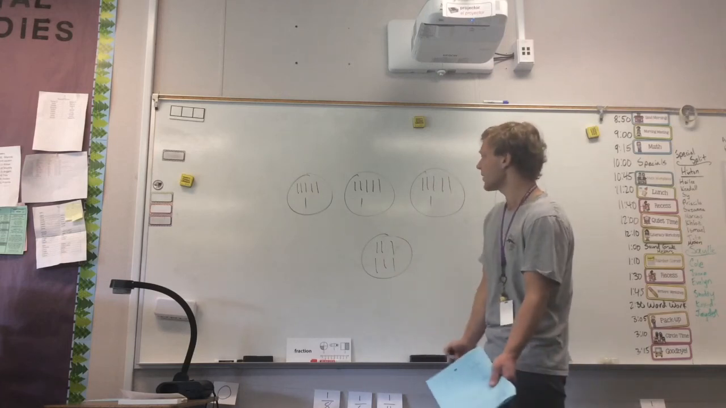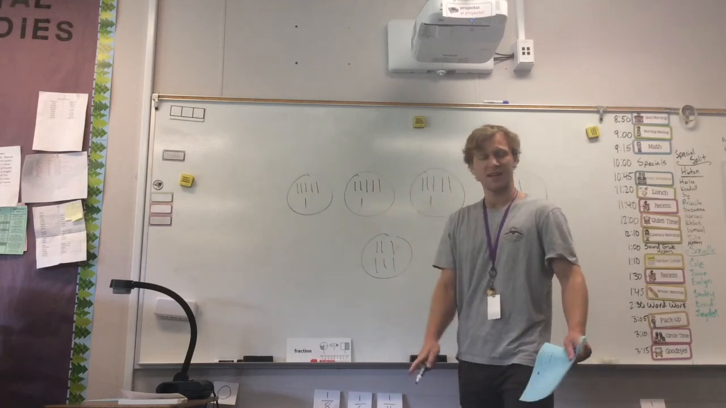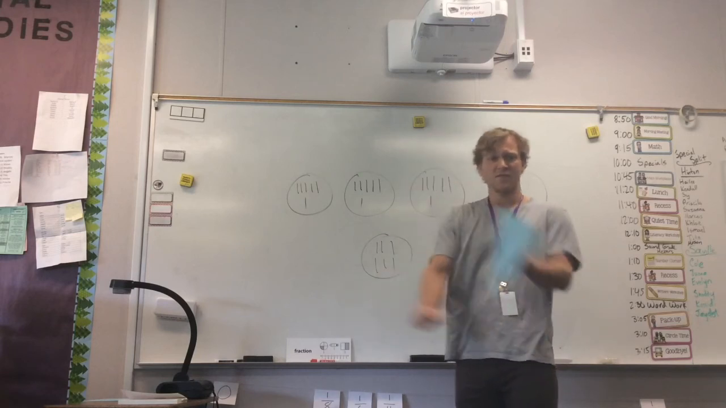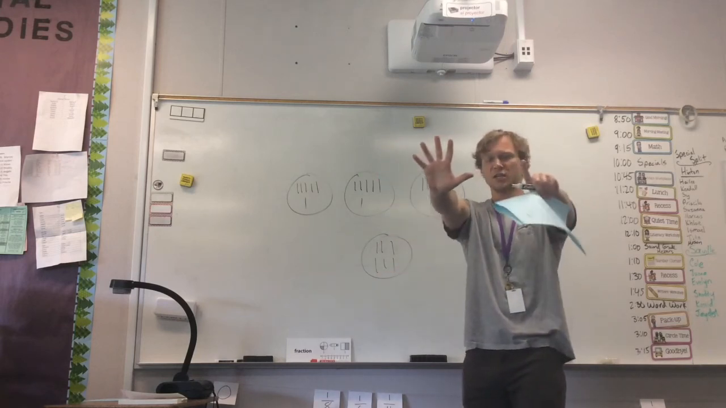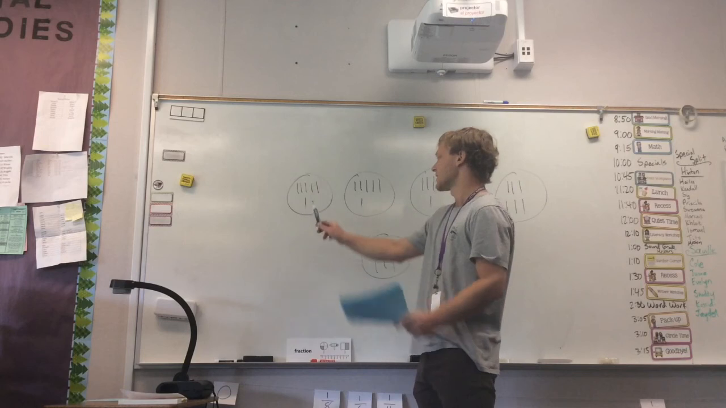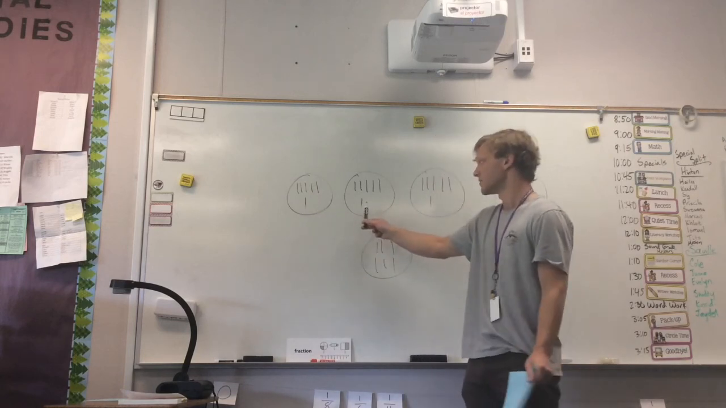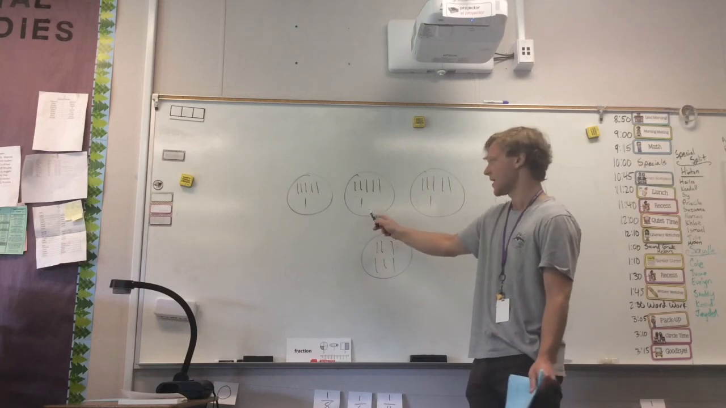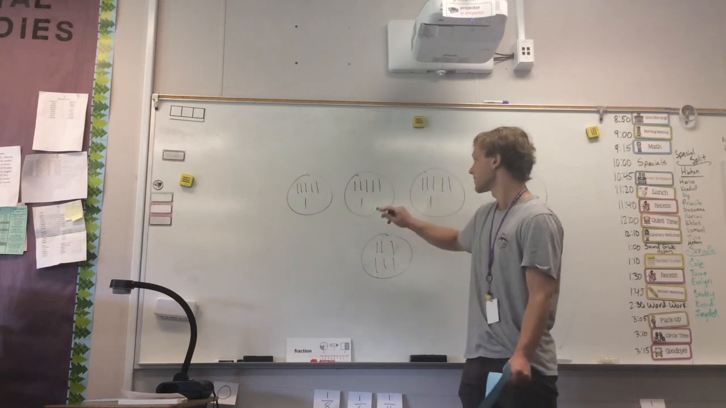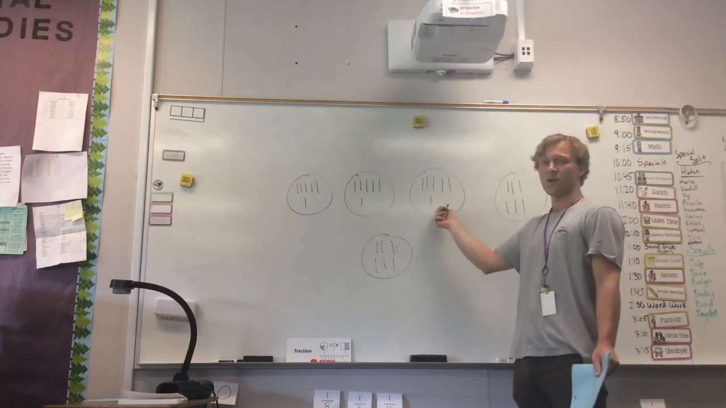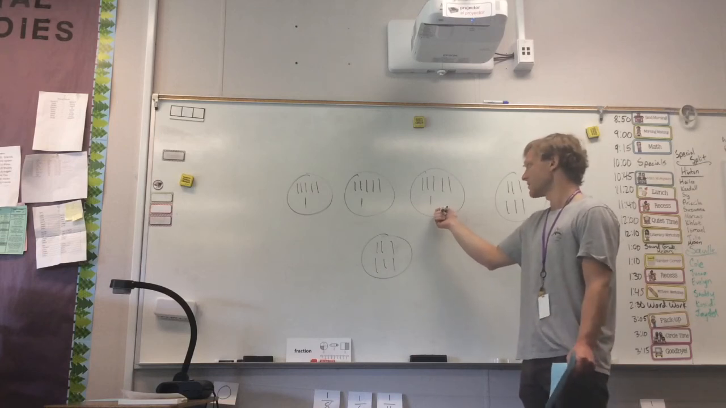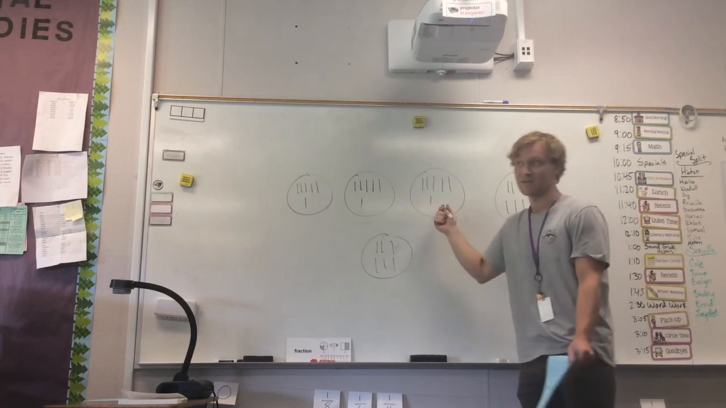So let's count up how many we have all together, and then we figured out 5 groups of 6. So we've got 6 plus 6, 6 más 6, 12. We have 6 more than 12. 6 más de 12, 18.